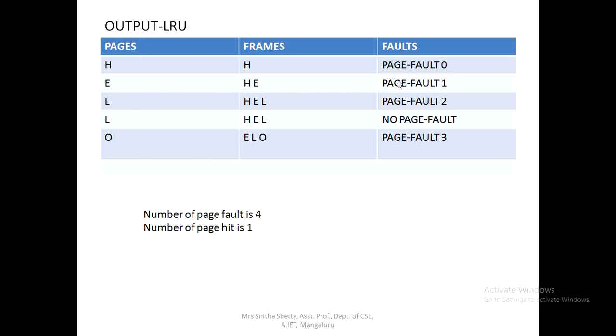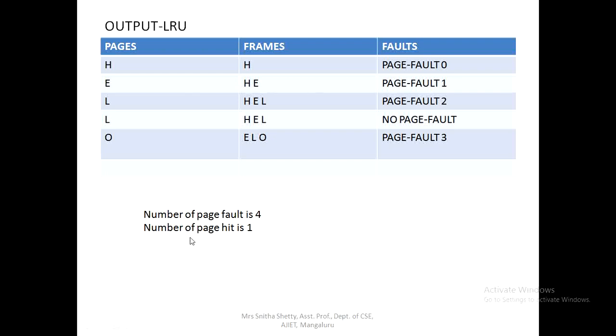H, then it will be a page fault, again E, HE, page fault, again the page is L, HEL. Next again there is no page fault because L is already there. Now you want to place O. So which is away? H is away, so you are replacing H by O. That means it replaces H by O. This is the output for the least recently used. Here also total number of page faults is 4 and total number of page hits is 1.